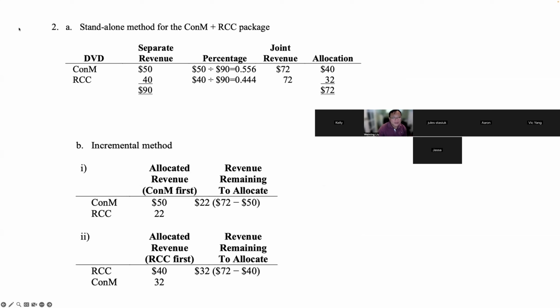This second question is exactly the same approach. The only difference is now it's a different product. Instead of bag M, it's the con M RCC, right? So that package is different. But the calculation, the idea behind it, is exactly the same.